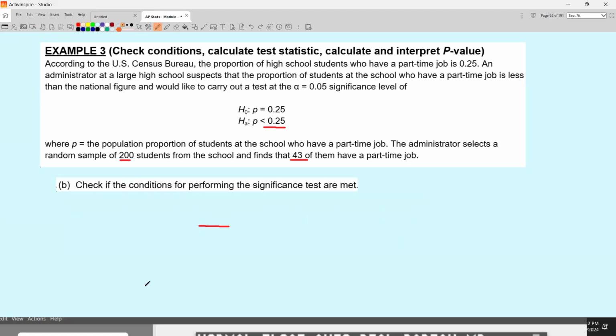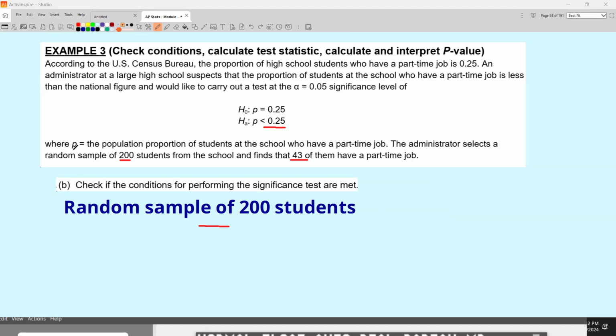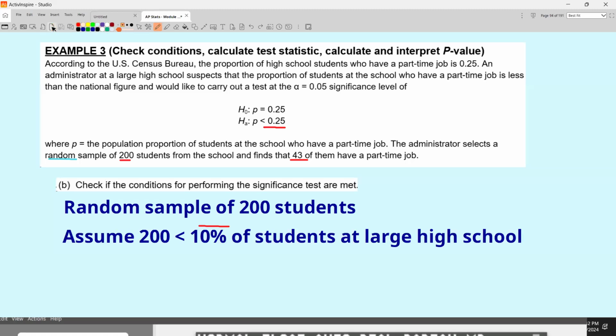Now, check the conditions. When we're checking our conditions, we want to make sure that our random sample is met. And right here, the word random does pop up. So our random condition is met. We're going to assume that 200 is less than 10% of students at a large high school. We don't really know the number of students at the school, but we have to be able to make some assumptions in this case to run the test.